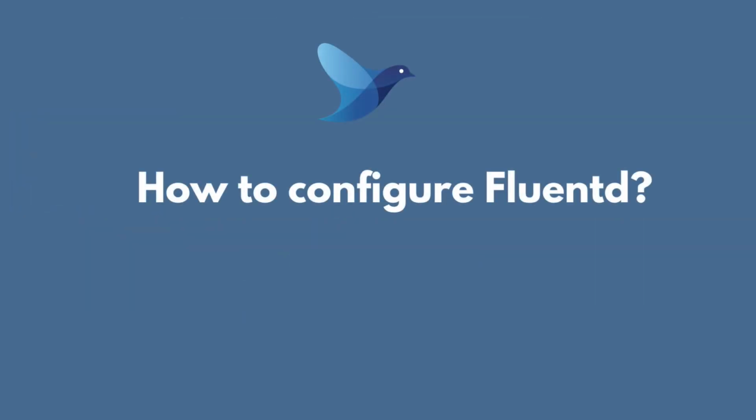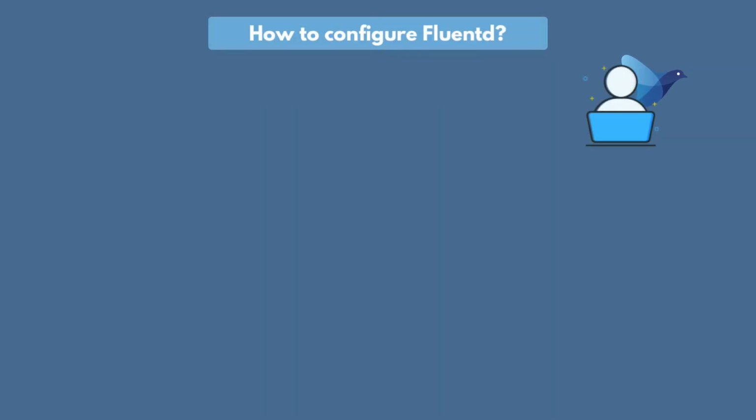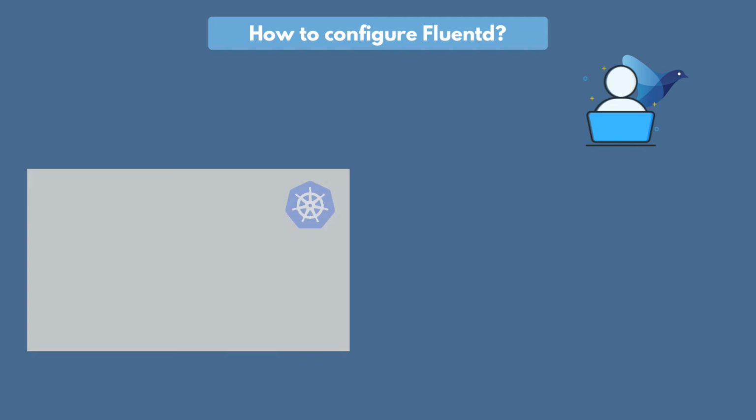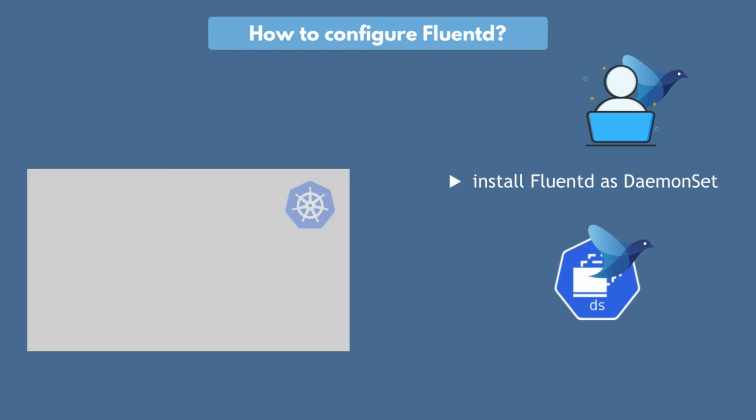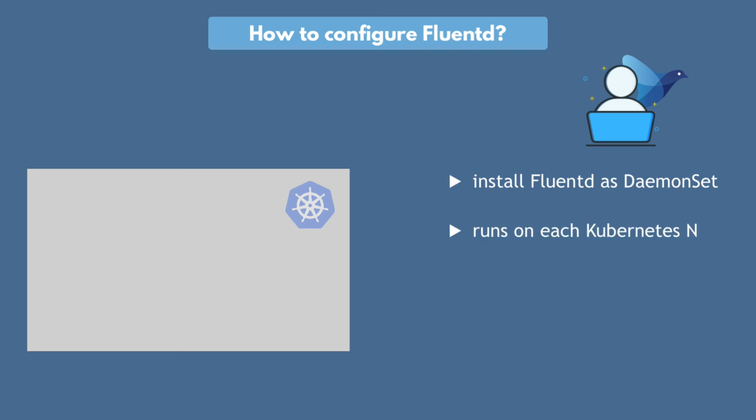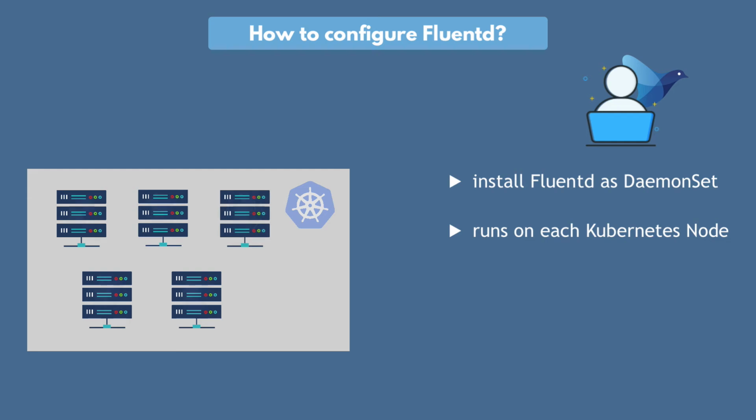Now, you're probably wondering what you as a Fluentd user need to configure and how you can actually use Fluentd. First, you must install Fluentd in Kubernetes as a daemon set. Daemon set is a component that runs on each Kubernetes node. So if you have 5 nodes, they will all have a Fluentd pod running on them.